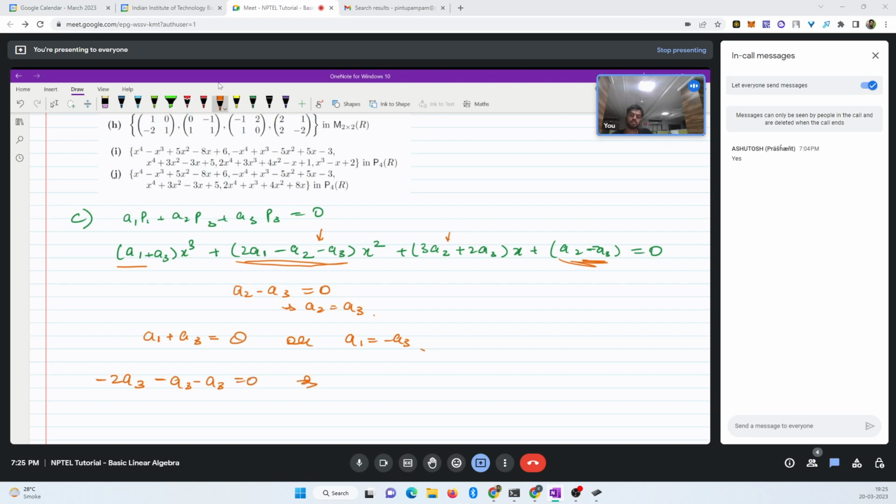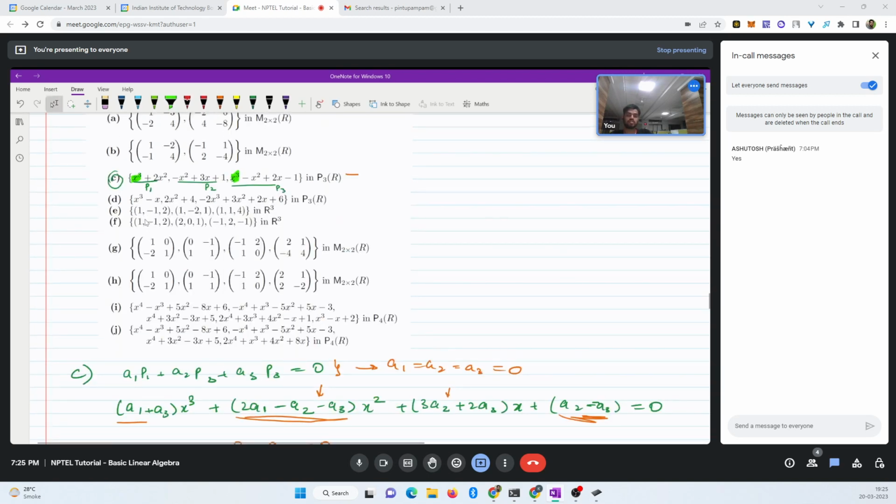What does this mean? That minus 4a3 is equal to 0, or a3 equals 0. Now if a3 is 0, then a1 also becomes 0, and a2 also becomes 0. So the only way to get a1 p1 plus a2 p2 plus a3 p3 to be 0 is when a1 equals a2 equals a3 equals 0. That's why these three polynomials are linearly independent.